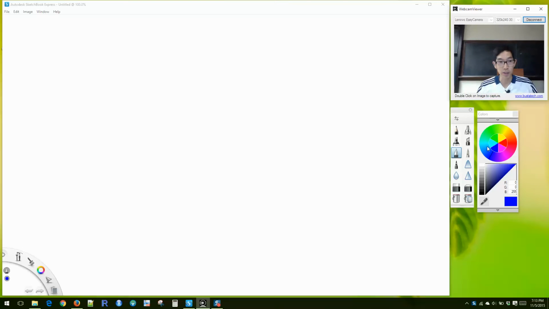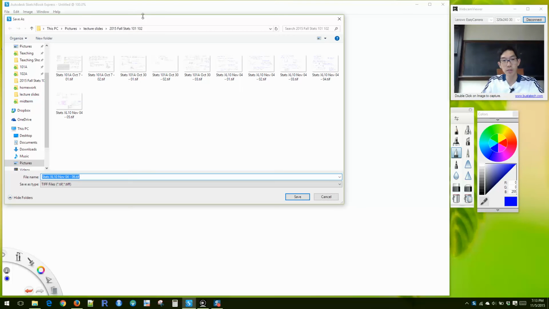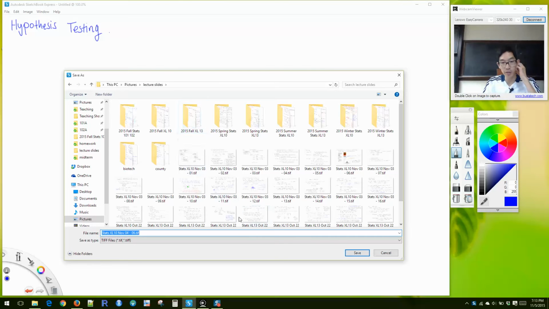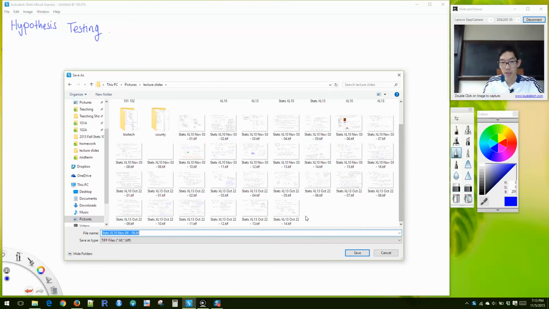And so today we are moving into the realm of hypothesis testing, okay? Okay, and so we discussed hypothesis testing very briefly prior to the midterm exam, but we're going to delve a lot deeper into it today.